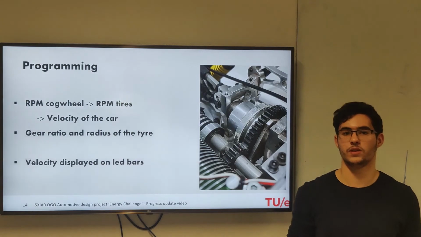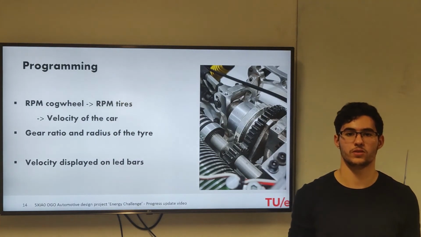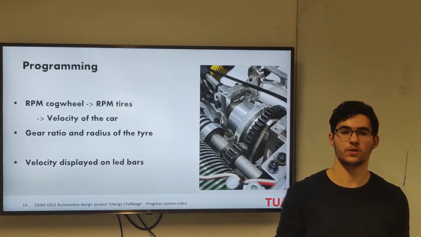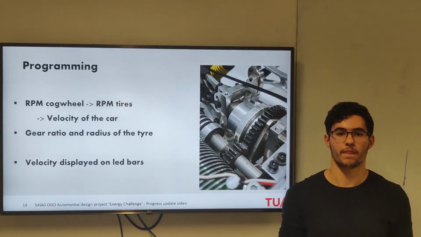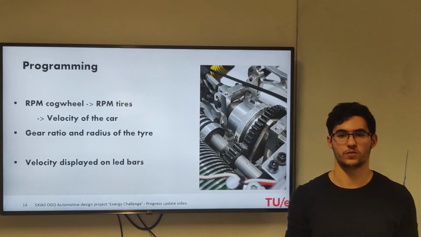With that and the radius of the tires, we can calculate the velocity of the model car. This velocity will be displayed depending on the driver's preference on the LED bar. We haven't implemented the LED bars as of yet.